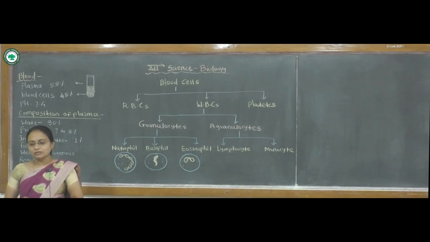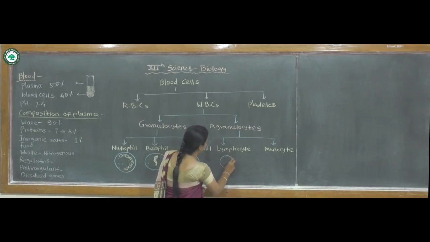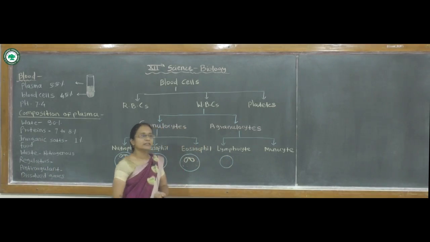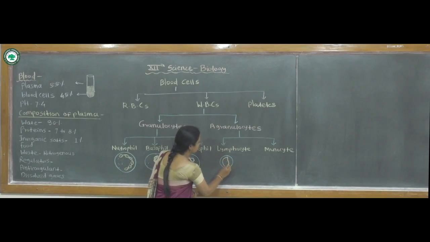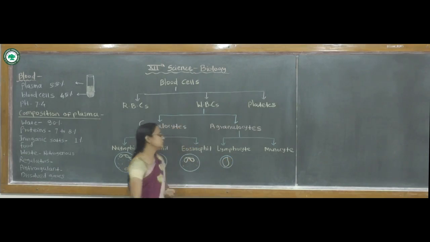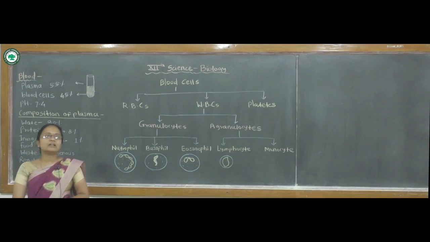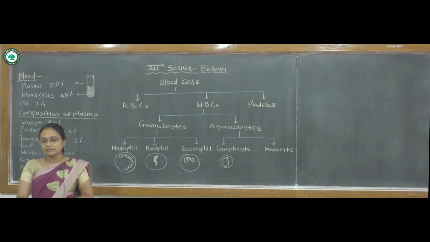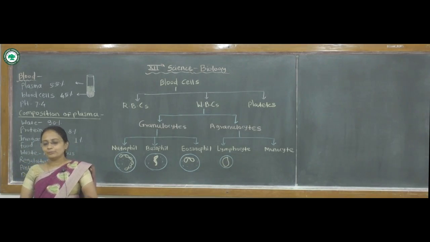the smallest of all WBCs, and they show a large spherical nucleus. As compared to the remaining cells, this lymphocyte is very small, and a large nucleus is present, and the cytoplasm of that cell is clear, no granules are present. They are about 25 to 30% of the total WBCs. Depending upon their function, there are B lymphocytes as well as T lymphocytes.